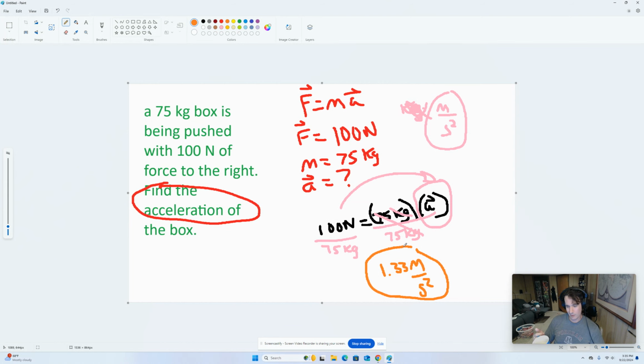But for these early questions, it's just, hey, I got an answer, 1.33 meters per second squared. Every second, this object would get faster by that amount, every single second. After 1 second, it should be going 1.33 meters per second. After 2 seconds, it should be going 2.66, and so on and so forth, which we'll talk about when we get to kinematics, coming up pretty soon.